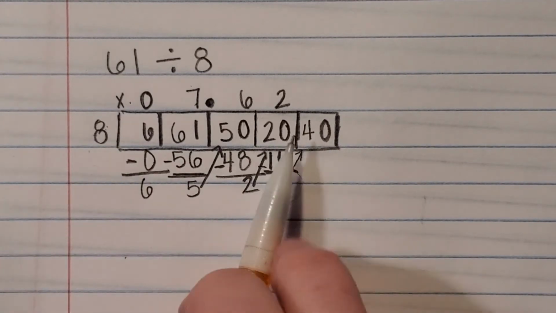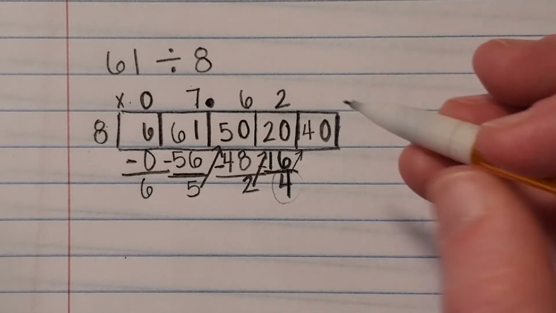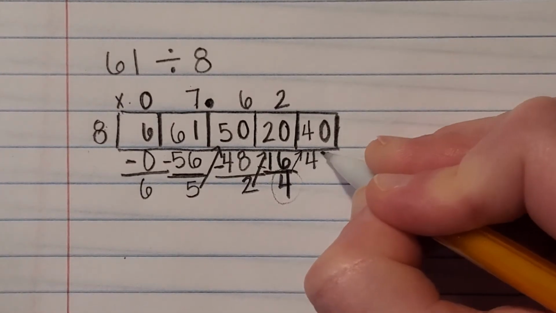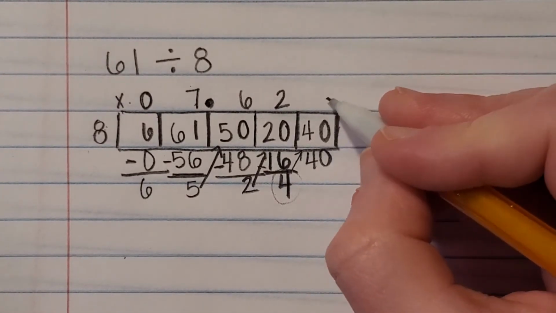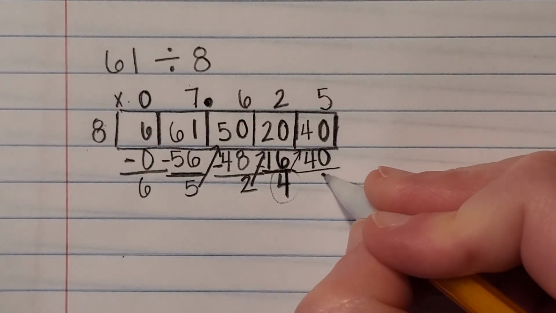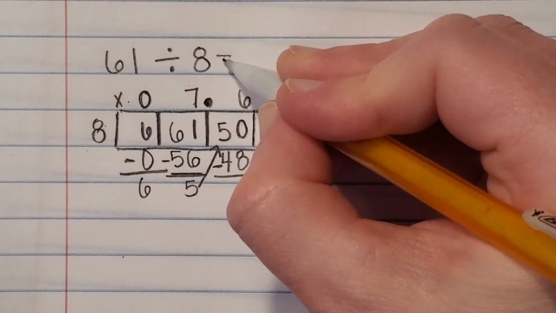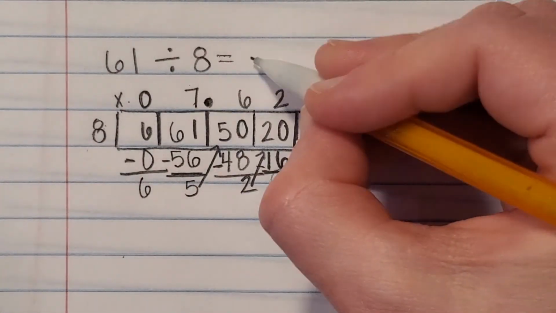Now it says how many 8s go into 40. Look at your 8 row on your multiplication chart. What's closest to 40 without going over? Yes, finally, I have 40 on my 8 row. Write 40 down, and that was 5 8s. So 5 times 8 equals 40. Subtract, and I have 0 left over. So my answer to 61 divided by 8 is 7.